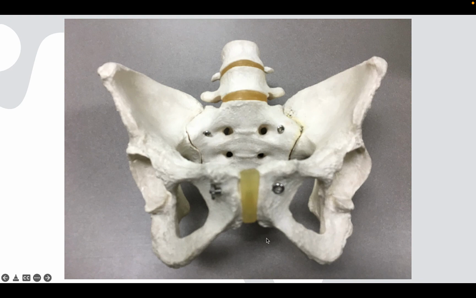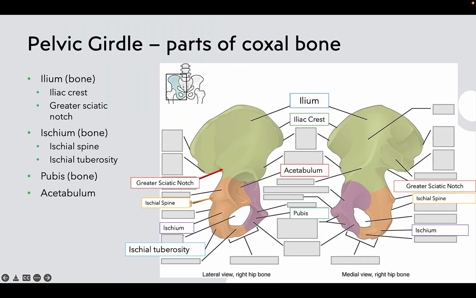Then we have the other parts of the pelvic girdle, the outside part of that pelvic region. This would be the lateral view of the right hip bone. We have a lot of things blacked out here so that you can see what you're expected to understand. When we have this ilium, we have the iliac crest, which is the green area. This iliac crest is just this curvature here. And then we have the greater sciatic notch, which would be on the inside here.